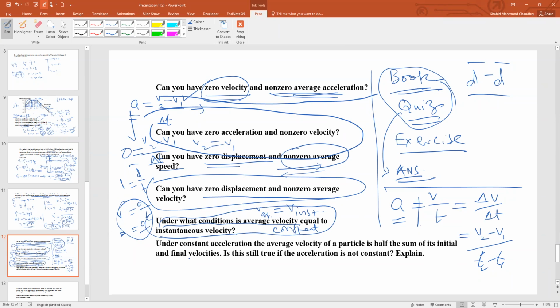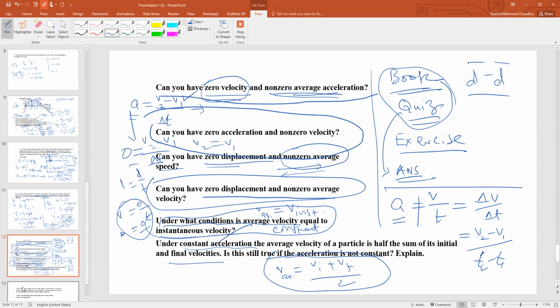Under constant acceleration, the average velocity of a particle is half the sum of its initial and final velocities. The average velocity is Vi plus Vf over 2. Is this still true if the acceleration is not constant? No, it is not true. It is only valid if it is moving with constant acceleration. Okay.